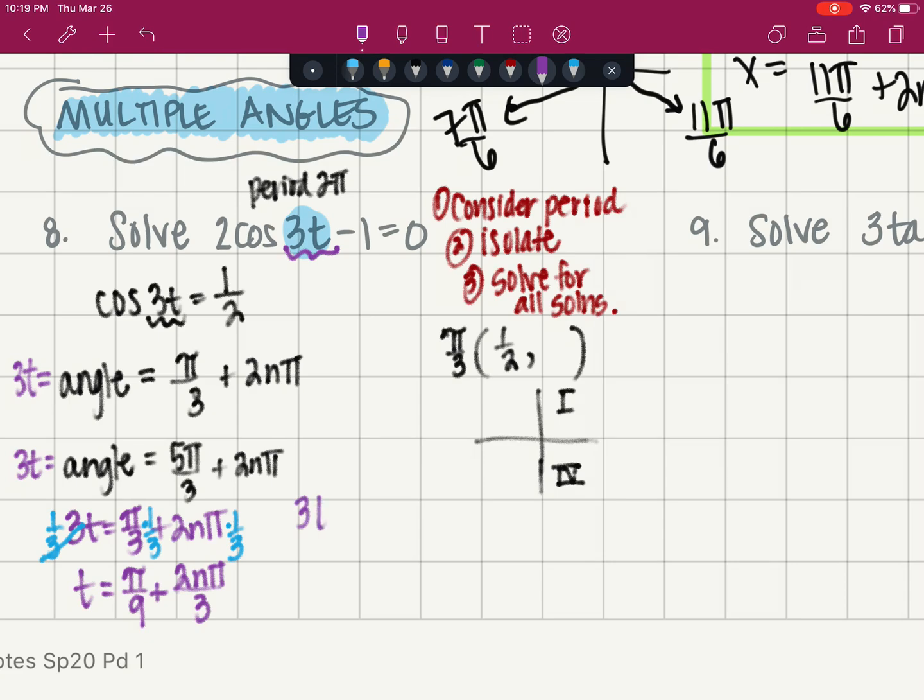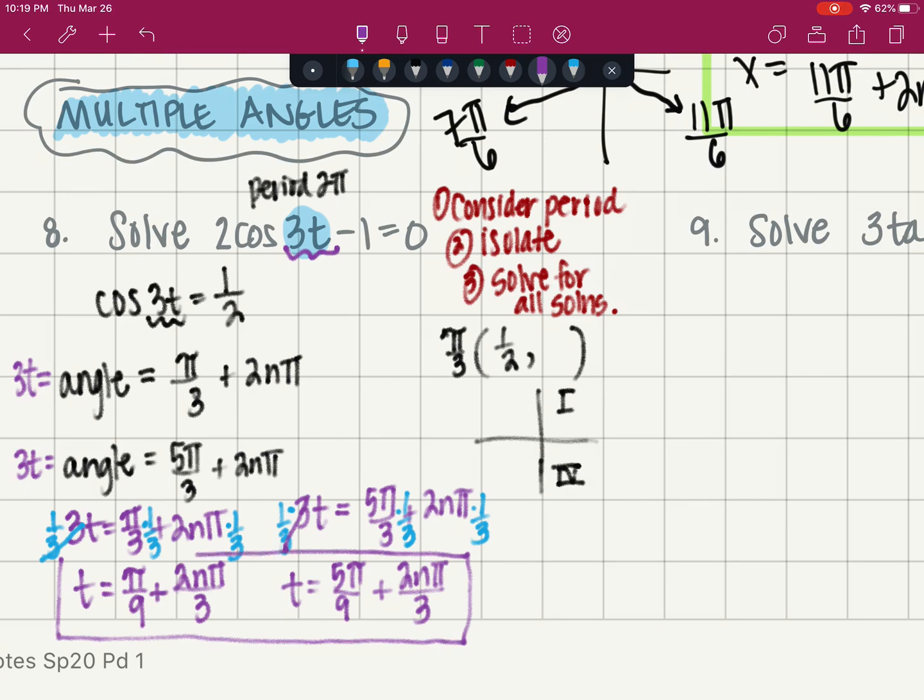The other answer, 3t equals 5 pi over 3 plus 2n pi. We're going to multiply again each term by 1/3 so that we can solve for 1t. So the 3's cancel. We get t equals 5 pi over 9 plus 2n pi over 3. And there's our solutions.